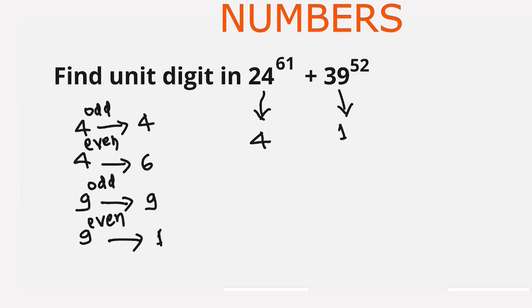Therefore, in total, the unit digit in 24 to the power 61 plus 39 to the power 52 will be 4 plus 1, which is 5. This way we can easily solve the question without the expansion.